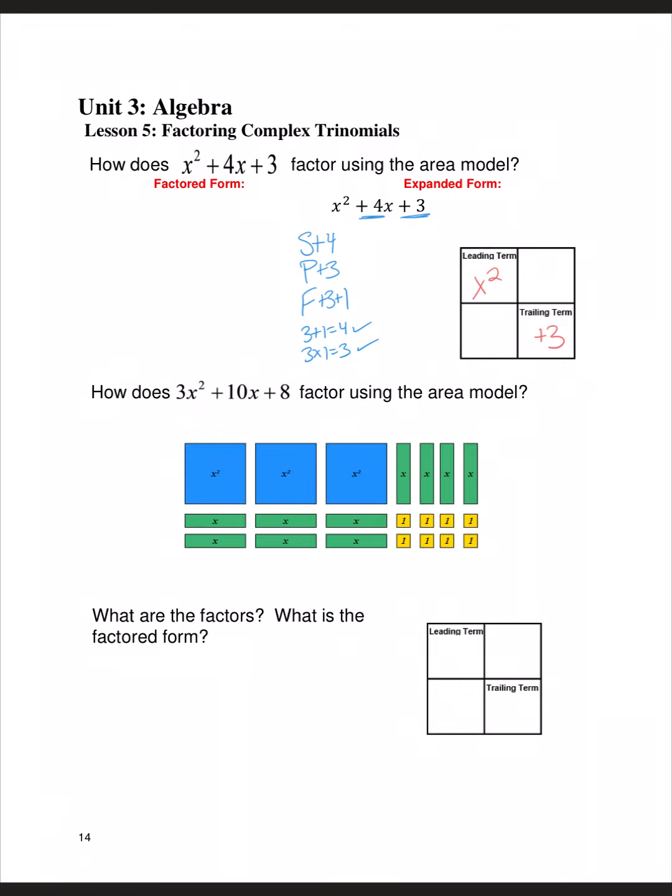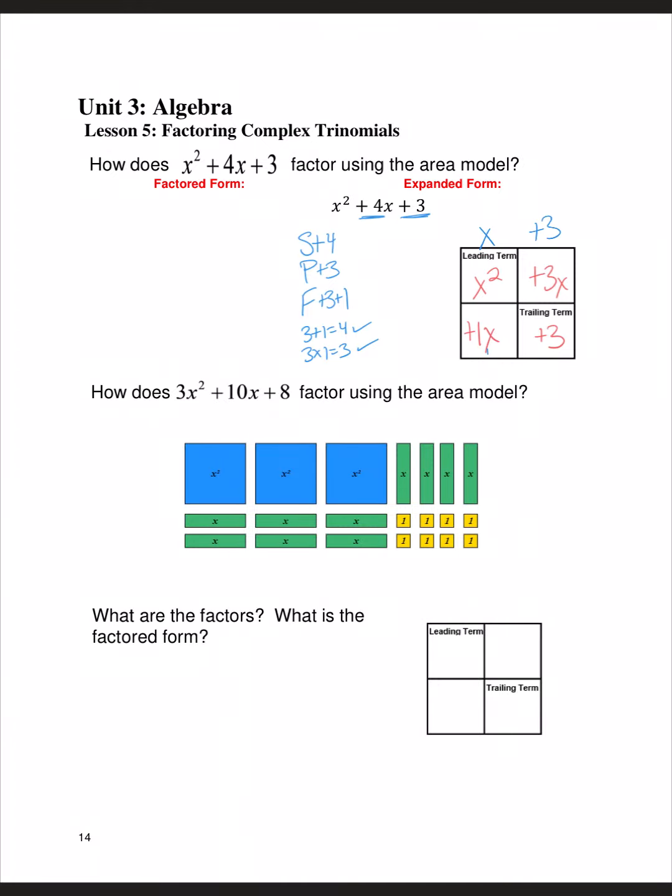So we'll have a plus 3x, and we'll have plus 1x. And then we pull out those common factors. If we look at our first column, we have x squared and 1x, so my greatest common factor is just x. My second column, I have 3x and I have 3, so plus 3 is my GCF.